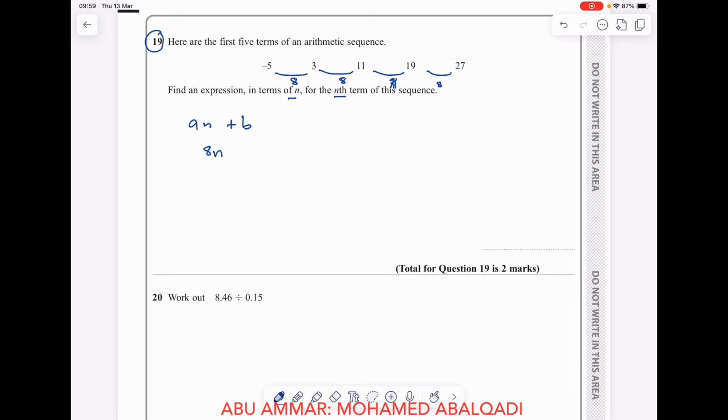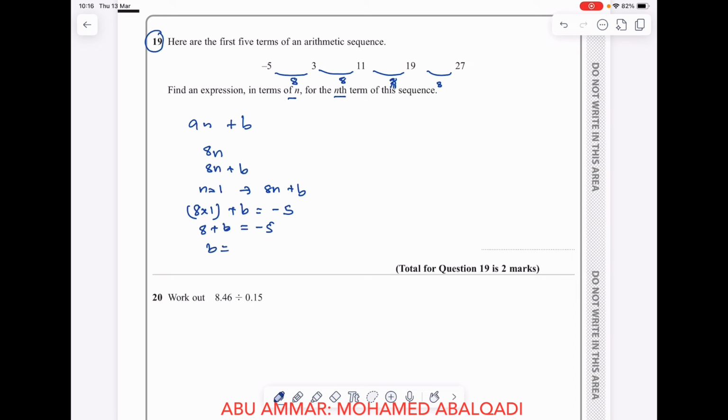So the complete formula for the nth term will be 8n plus b, where b is a number we need to find. We use the first term of the sequence to find b. So all we need to do is substitute n equal to 1 into the formula 8n plus b and put it equal to minus 5, which is the first term. So 8 times 1 plus b equal to minus 5. 8 plus b equal to minus 5.